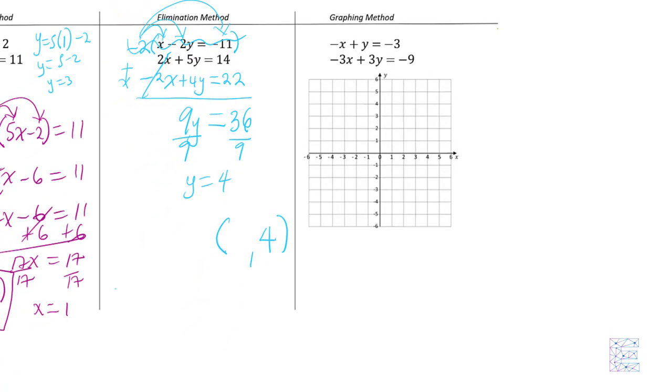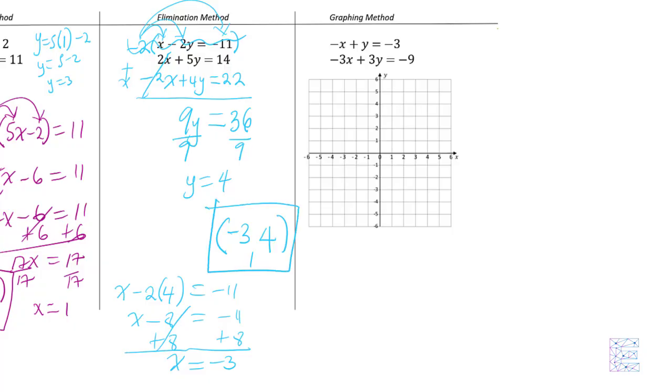It would be x minus 2. In place of y, we write the 4 that we just found, equals negative 11. So x minus 8 equals negative 11. To solve for x, we are adding 8 to each side. These cancel. Therefore, x equals negative 3. So we know the x value is negative 3, and the solution to that system is negative 3, 4.